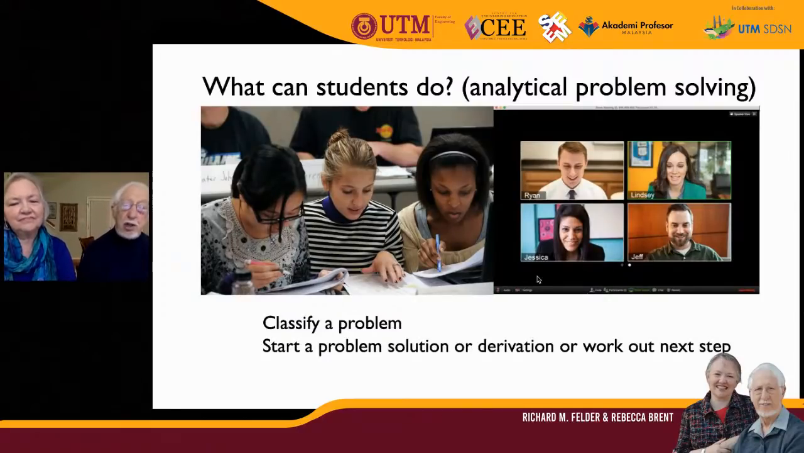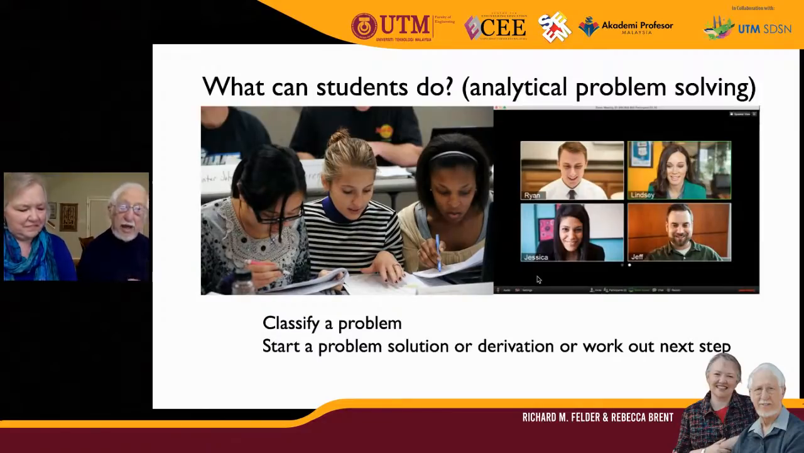Then, let's say it's a long problem, far longer than you can do in 3 minutes, or you can have them do in 3 minutes. You can say to them, all right, here's the problem, and go through the problem statement with them, and then say, in your groups, in your breakout rooms, or individually, get the problem solution started. I'm going to give you 2 minutes. See how far you can get in getting the problem solution started. Go. And you turn them loose and see how they do.